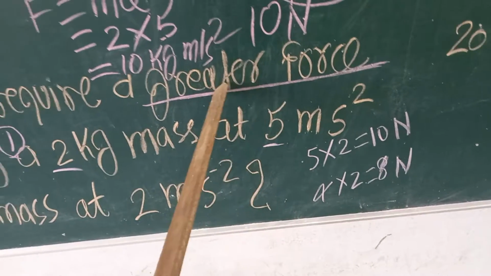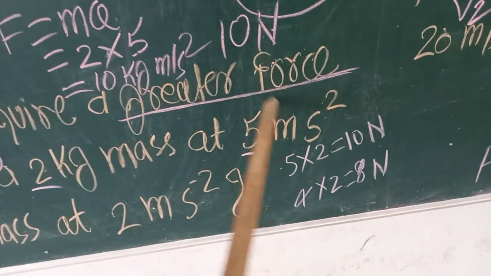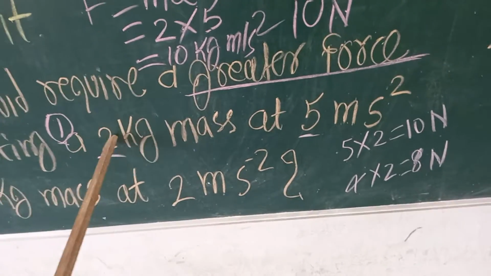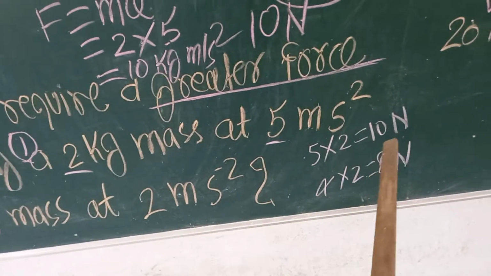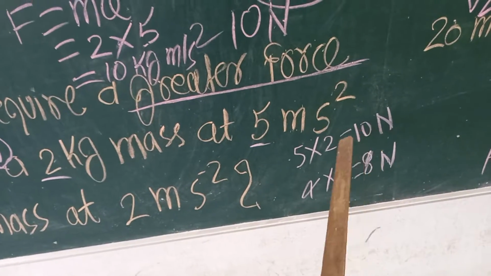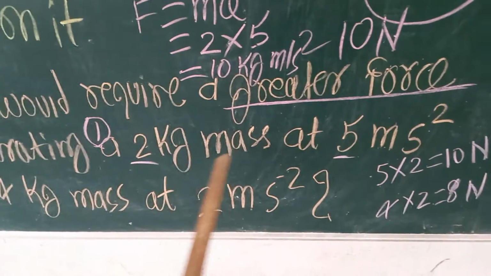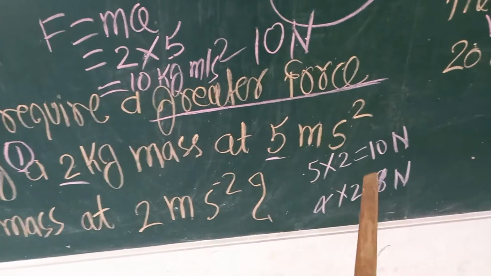So now tell me, which is the greater force? This condition or this condition? This first condition. 10 Newton is more than 8 Newton, means greater force will be applied in this first condition, 2 kg mass at 5 meter per second square. Answer is 10 N.